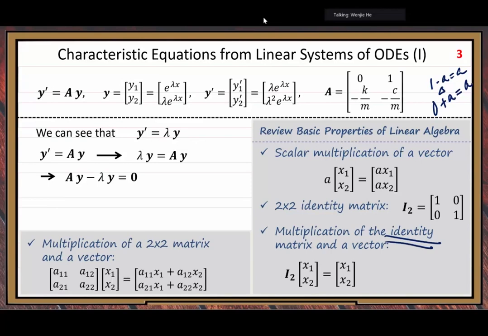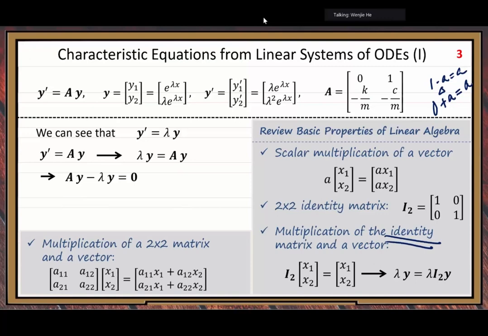This is the definition of multiplication. So you have a 2x2 matrix, then you need to multiply it by this two-dimensional vector. So that's the way you do the multiplication. So now here, can you see lambda times y equals lambda times identity matrix times y? Can you see that?